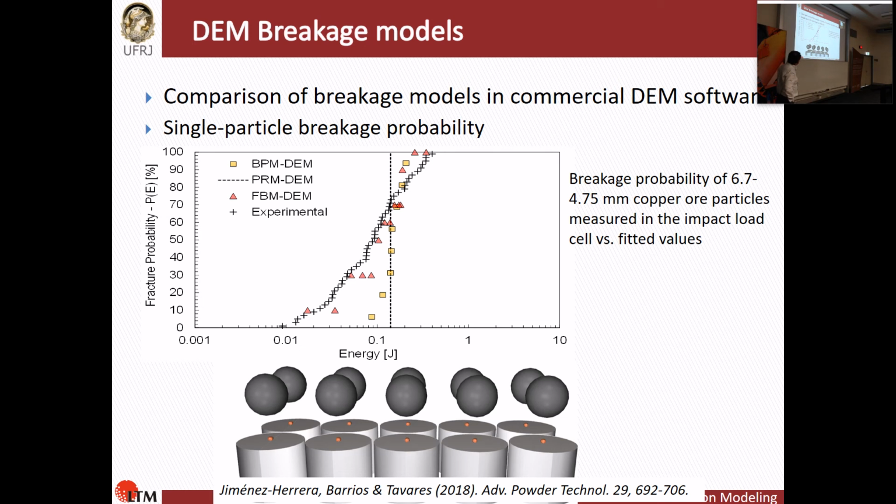On the other hand, the triangles here, the fast breakage model in Rocky, was actually quite reasonable, whereas the bonded particle model naturally doesn't have variability. You have to actually input that, but the complexity would be quite significant. So it's not too bad, but let's say that we got a fit here.